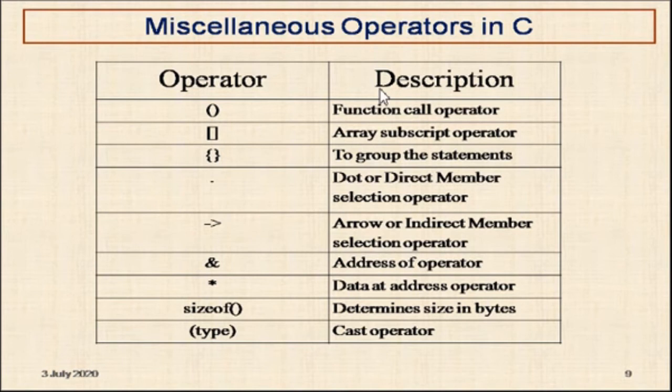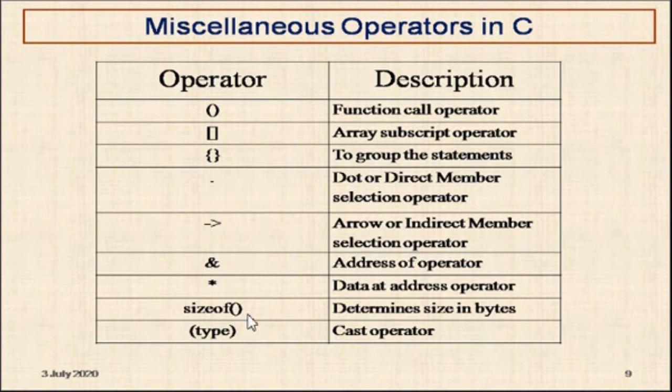Now, the miscellaneous operators. We have brackets, square bracket, parenthesis, dot, hyphen followed by greater than symbol, star, size of, and type. The brackets operator is a function call operator, used to call the function. Square brackets are used for array subscript. Parenthesis is used to group a set of statements, in control structures or in a function body. The dot operator and the arrow are used with pointers.